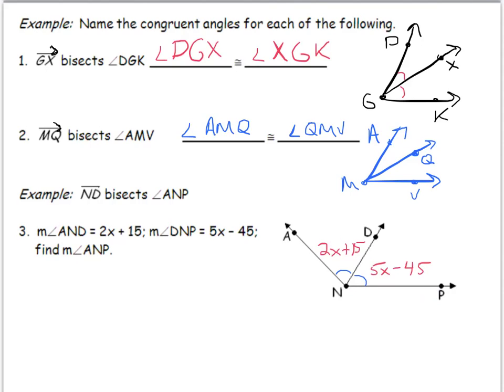Now my problem here is they did not give me anything signifying the whole entire measurement, so you're not going to be able to do part plus part equals whole. However, you were told that you have an angle bisector. Therefore, these two angles are congruent. We're going to go ahead and set them equal to each other.